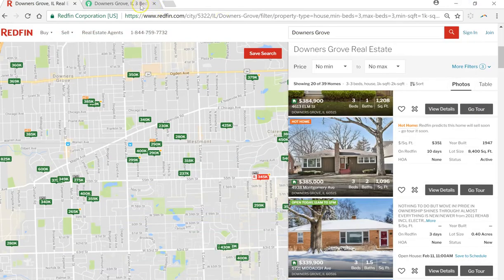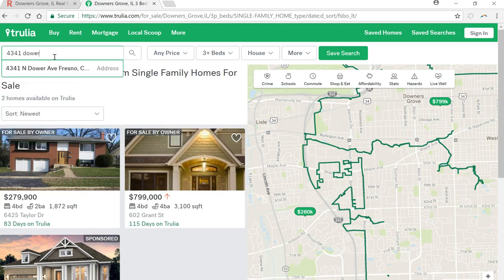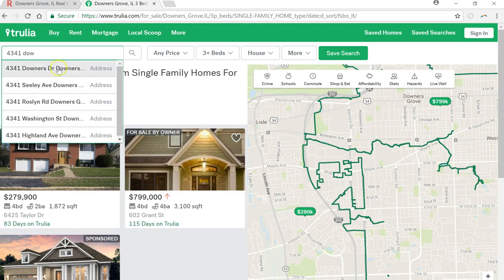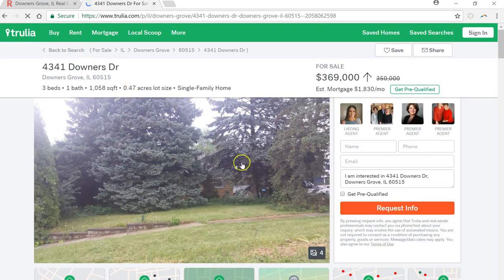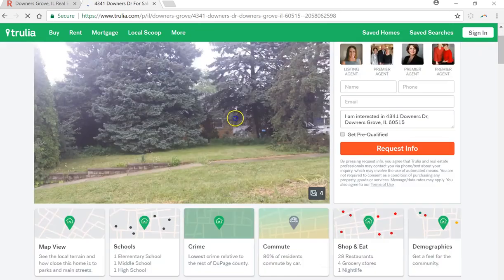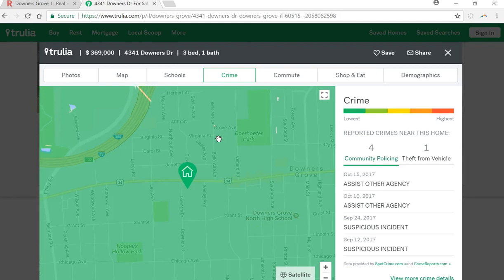One of the ways you can do that is by going to Trulia. Trulia is a really good site, trulia.com. Let's put in our same subject property, 4341 Downers Grove. When you go to the property, at the bottom you have crime, schools, and map. Click on crime. It shows you, based on Trulia, that green means it's the lowest in crime. It shows you what's going on in the area.